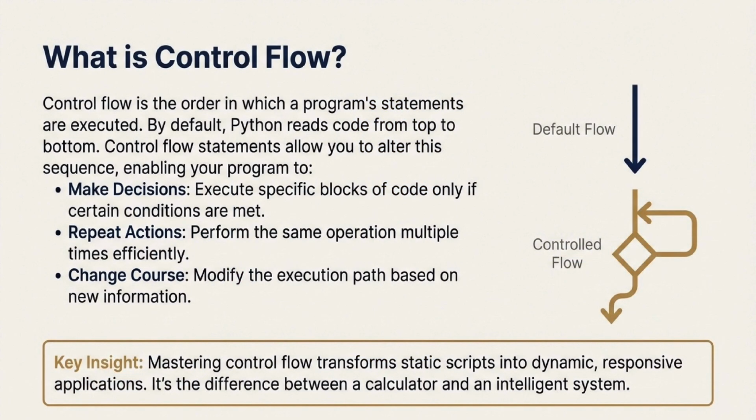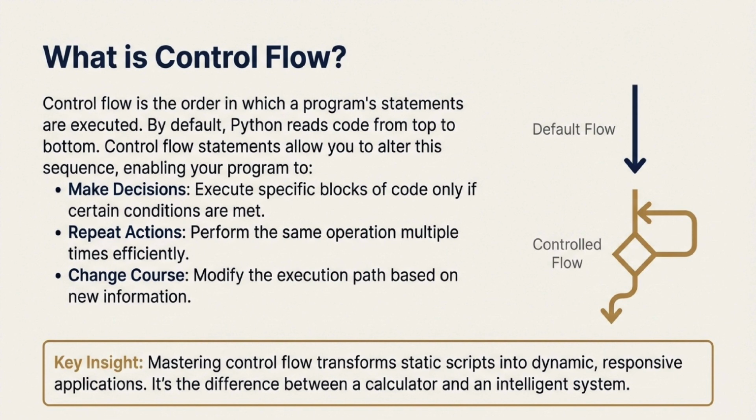Control flow allows a program to make decisions, which means certain blocks of code will run only when specific conditions are met. For example, checking whether a student has passed an exam or whether a user is eligible to log in. In Python, this is handled using if, elif and else statements.